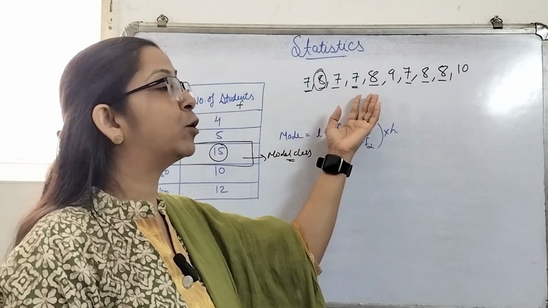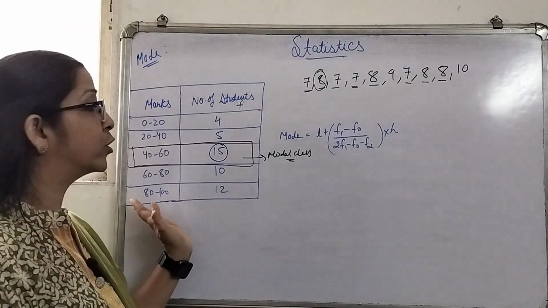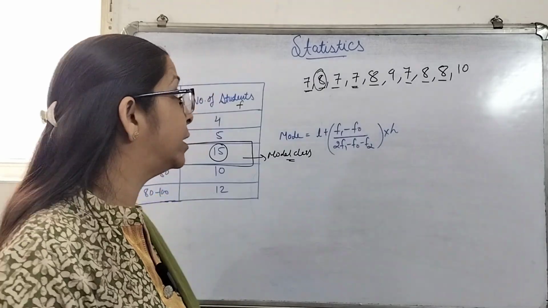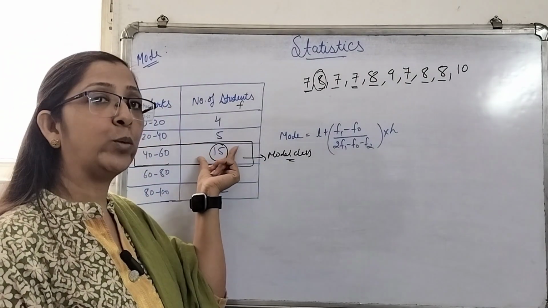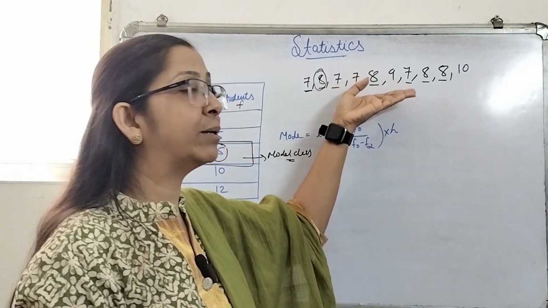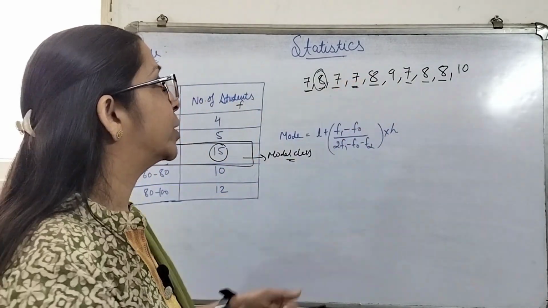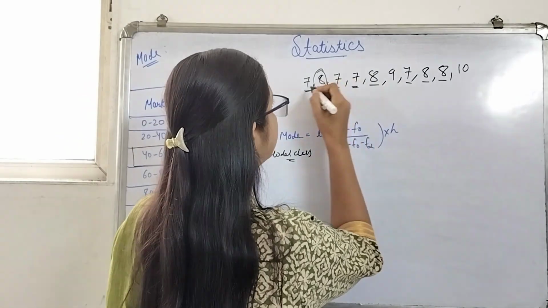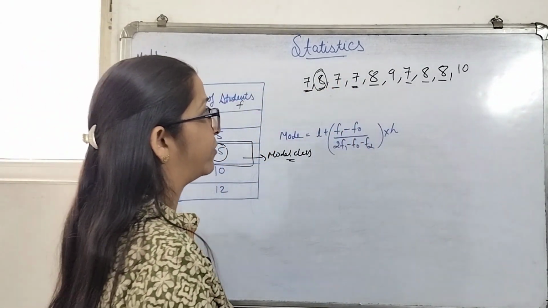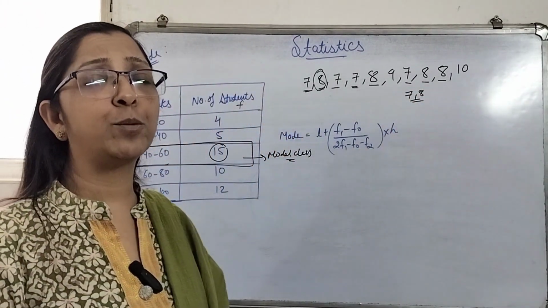These are your multimodal cases, multimodal data, and it could be the case for grouped data also. But in this chapter we will be studying data with only one maximum frequency. If in these types of cases there are two, both of them would be the answer. It is the case of ungrouped data. So if 7 and 8 both have the maximum frequency, then 7 and 8 both are the mode of these observations.